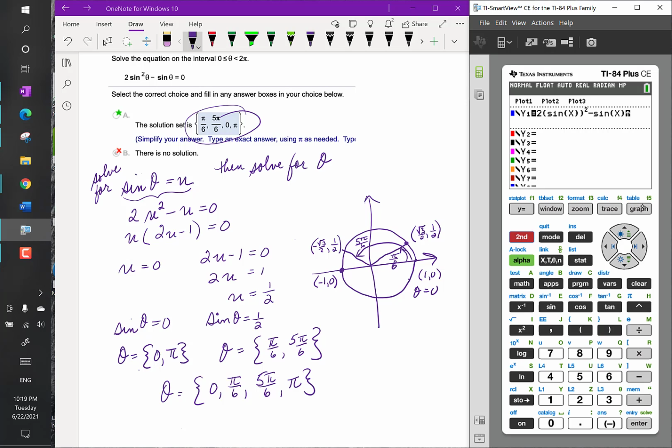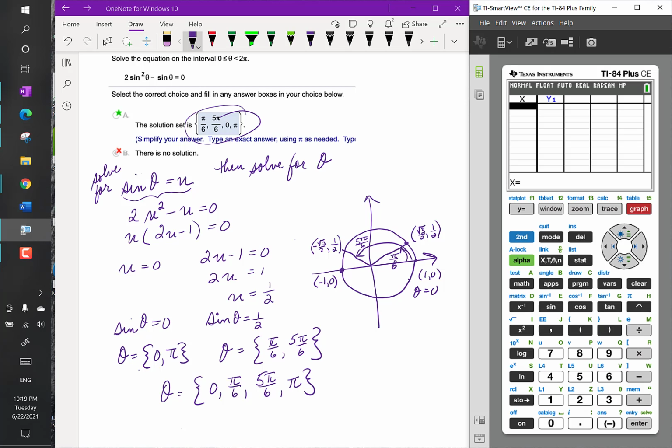And if you go to your table, as long as you're in radian mode, you could put in these solutions. So what do we got? We've got pi over 6. I want to see 0 over here, and I do. 5 pi over 6 is another 0. 0 for the input gives me 0 for the output. And pi also gives me 0. So you could check it graphically. Do it algebraically, check it graphically. Okay.